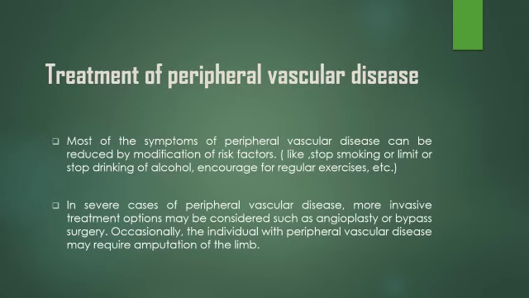Treatment of peripheral vascular disease. Most of the symptoms of peripheral vascular disease can be reduced by modification of risk factors like stopping smoking, limiting or stopping drinking of alcohol, encouraging regular exercises, and so on. In severe cases, more invasive treatment options may be considered, such as angioplasty or bypass surgery. Occasionally, the individual with peripheral vascular disease may require amputation of the limb.